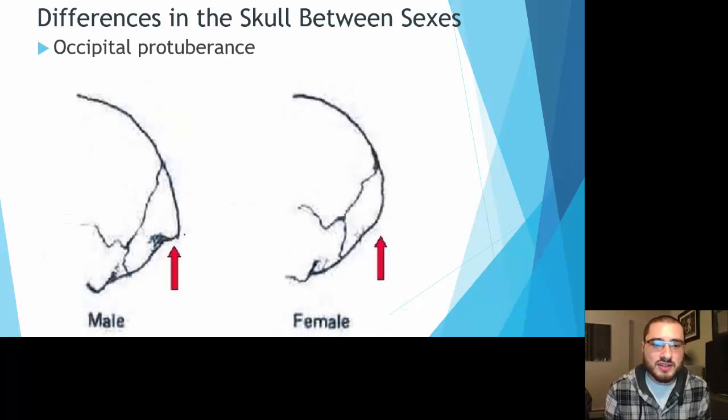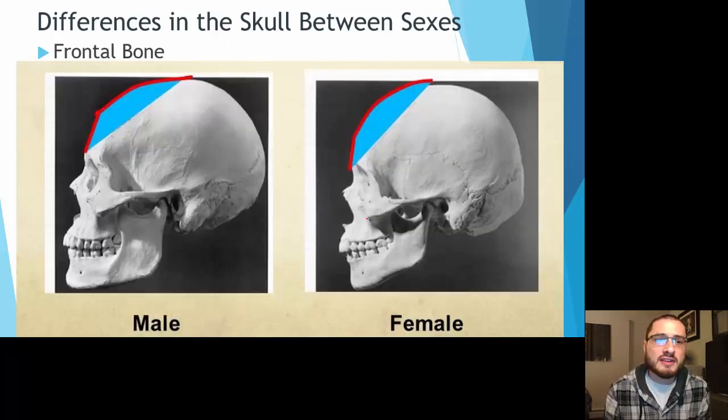Also, occipital protuberance, you see in males, you have this bump. Okay, it looks drastic here. When it's covered in skin, it might not be as drastic, but in females, it's not present. And then we look at the frontal bone. In males, you're going to see it has more of a sloping look to it, whereas in females it's going to be more of a rounded look. We say it's the forehead, but ultimately it's this part of the skull that we refer to as the frontal bone.